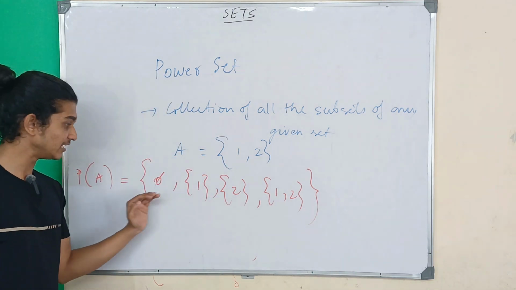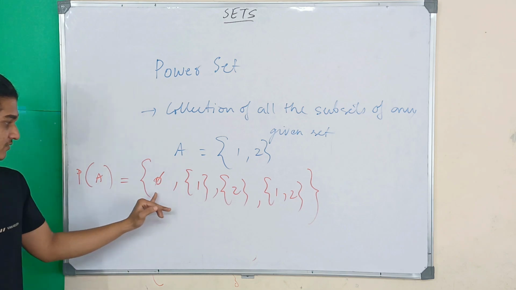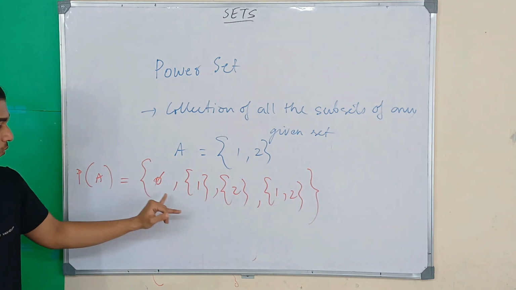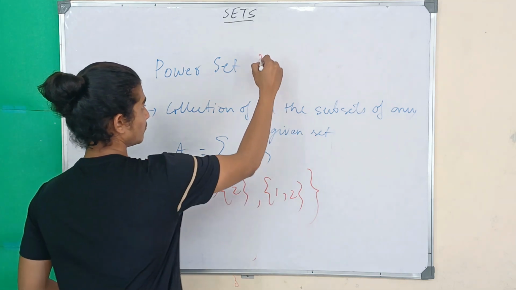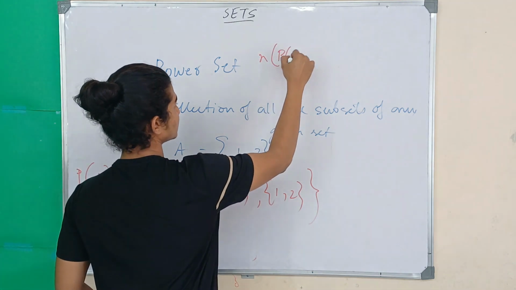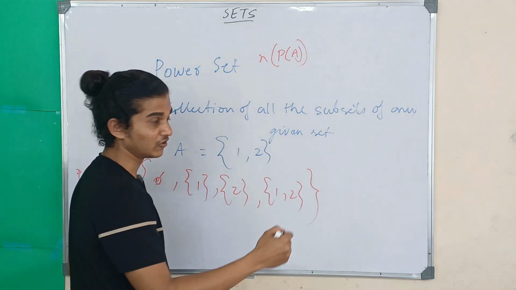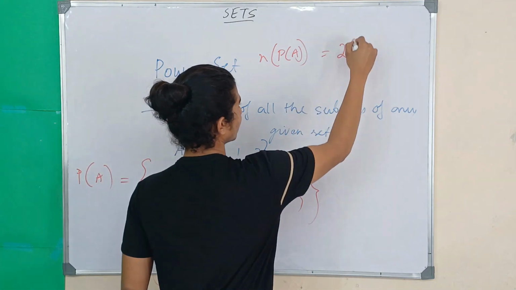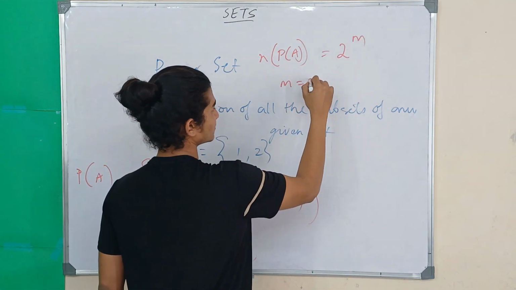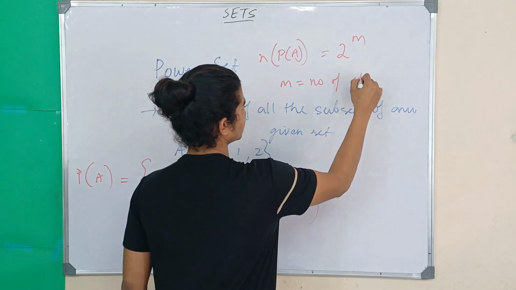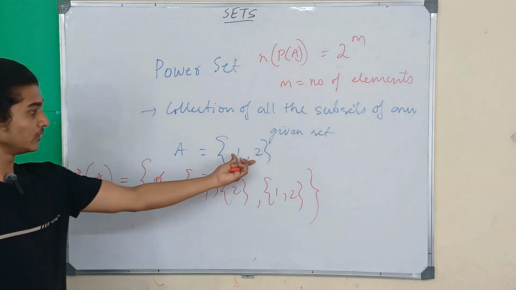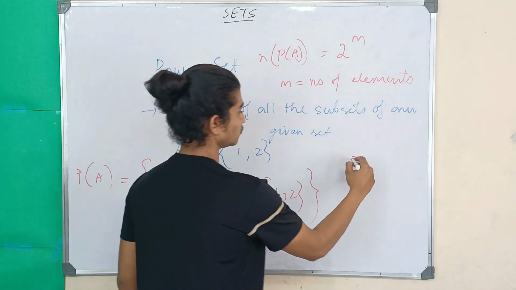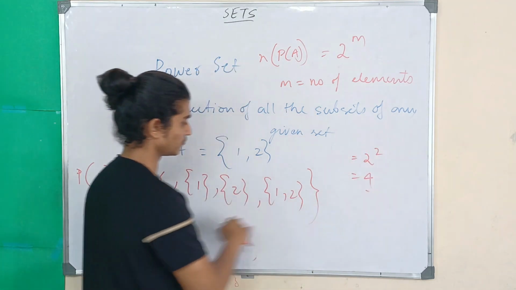Now how do you find the number of elements in the power set? In this case we found the number of elements is 1, 2, 3, 4. There is a formula for finding that. The number of elements in the power set of any given set is found by using the formula 2 power m, where m is the number of elements. In this case we have 2 elements, so 2 power 2 is 4. So we got 4 elements here.